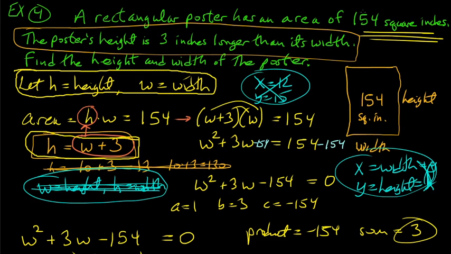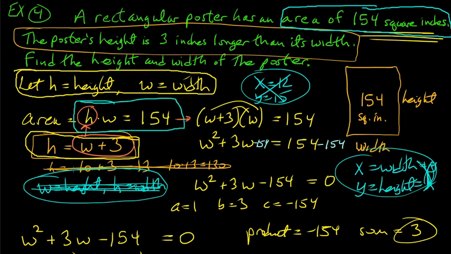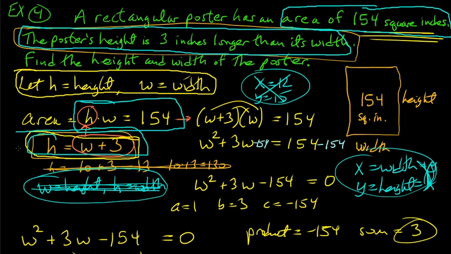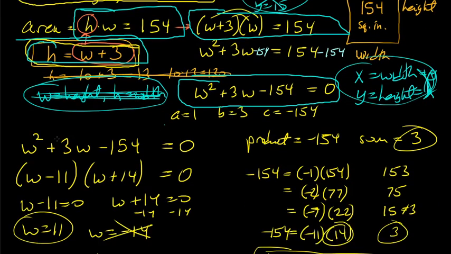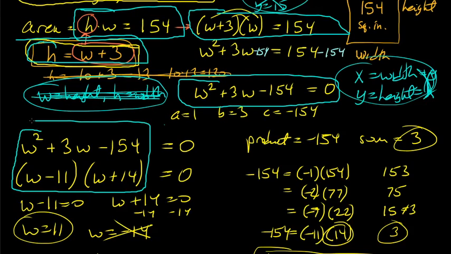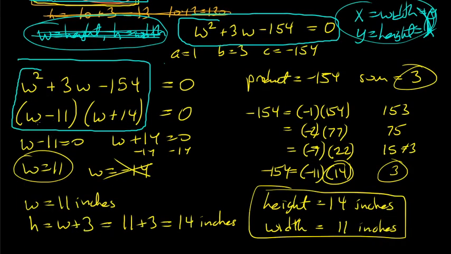Then just use the information in the statement. The area is 154, so that tells me that h times w is 154. And then the second statement says the poster's height is 3 inches longer than the width. That tells me that h is w plus 3. And when you do the substitution, you get the quadratic equation, put it in standard form, factor it, and then solve the equation.